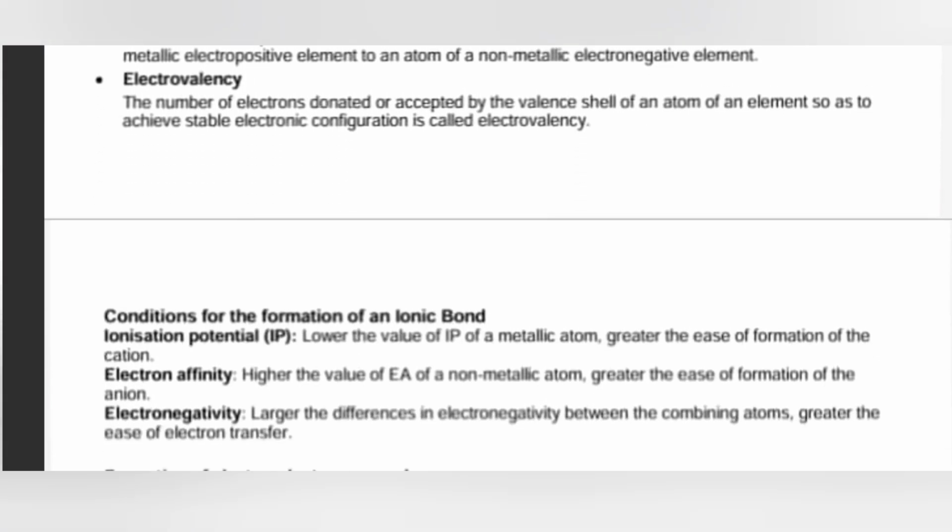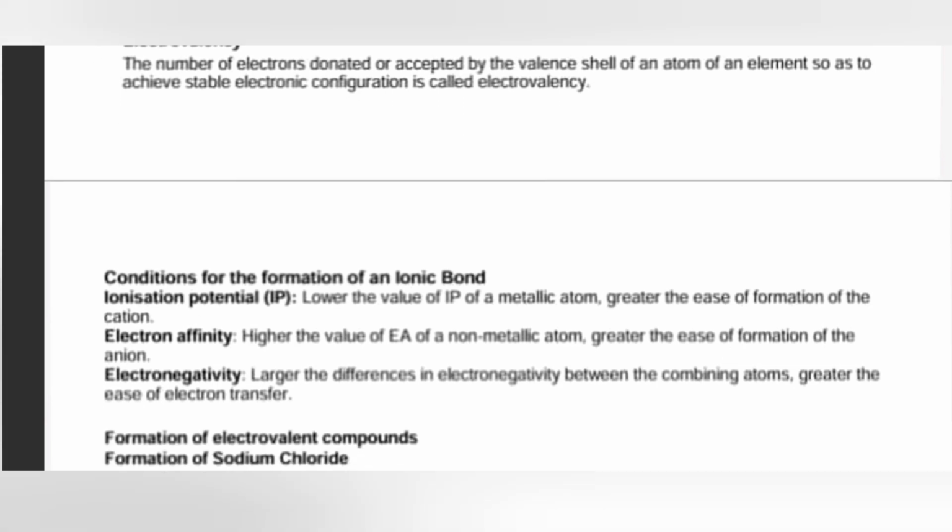Now the next one is the conditions for the formation of an ionic bond. First, ionization potential, IP: the lower the value of IP of a metallic atom, the greater the ease of formation of the cation. So if the ionization potential of a metallic atom is lower, it has greater ease for the formation of a cation. Then there is electron affinity.